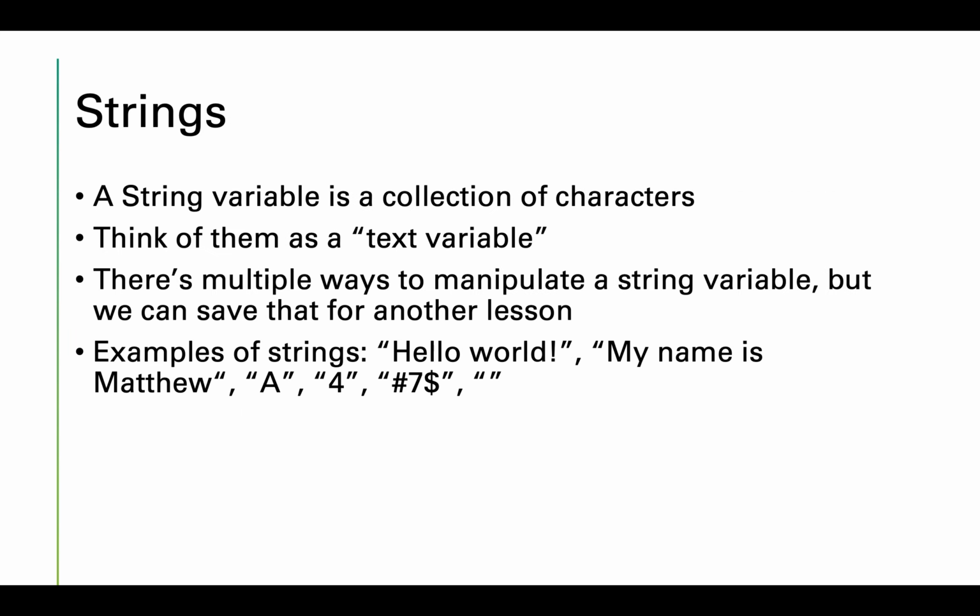So I'll show you in Visual Studio Code making these variables, but first I'm going to talk about them a little bit. So strings. A string variable is a collection of characters. You can think of it as a text variable. Some examples are hello world, my name is Matthew, capital A, 4. It can even be just no character. So this is like a string. It's a collection of 0 characters.